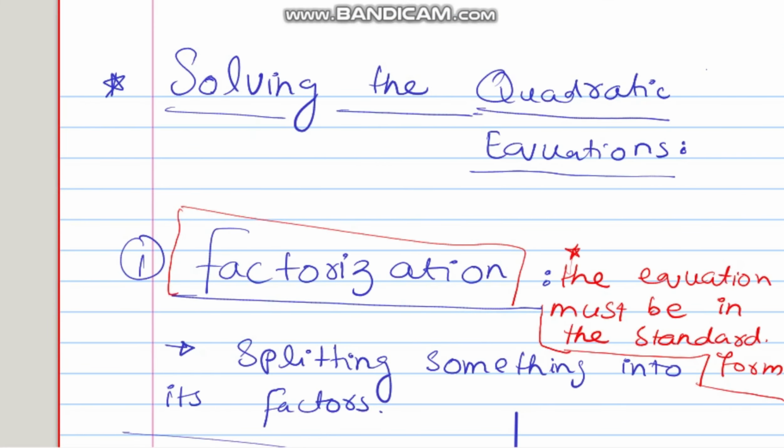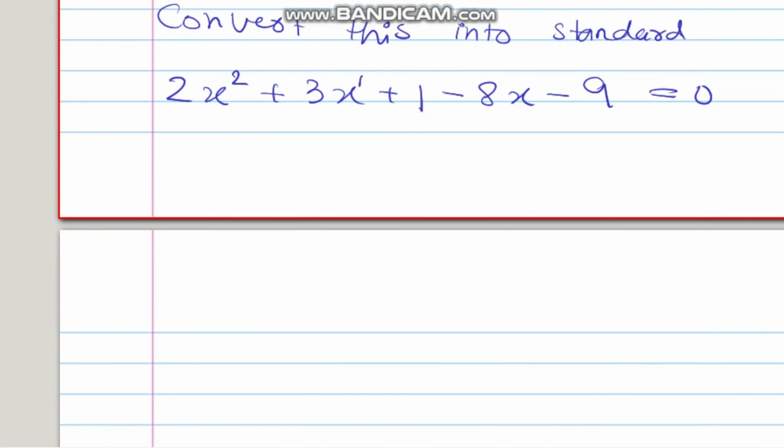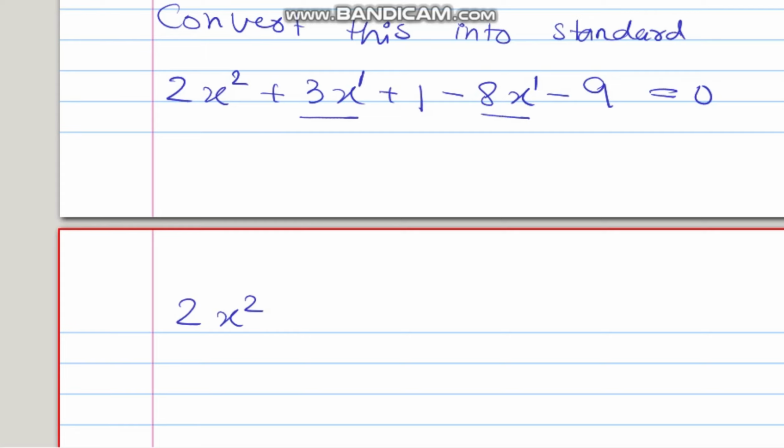Now, dear student, please combine like terms with addition or subtraction. Here is x power 1, here is x power 1. So 3x minus 8x: 3 minus 8 is what? It is minus 5, so minus 5x. And 1 minus 9 is minus 8, equal to 0. So we got this equation.